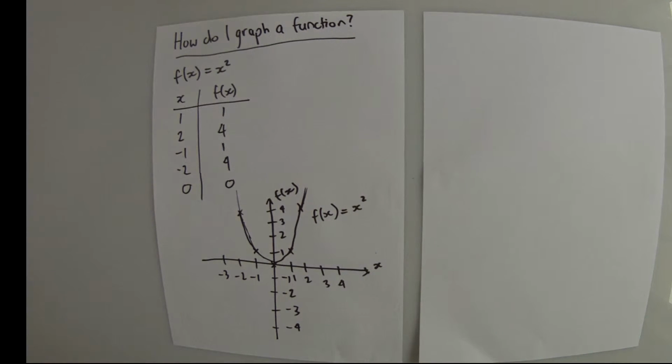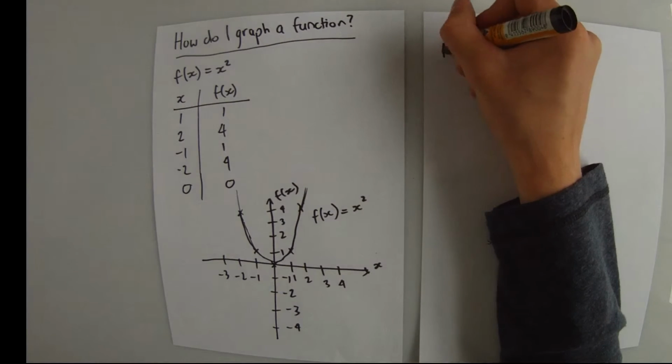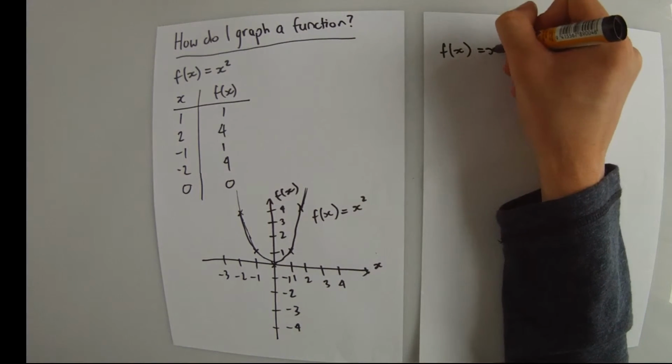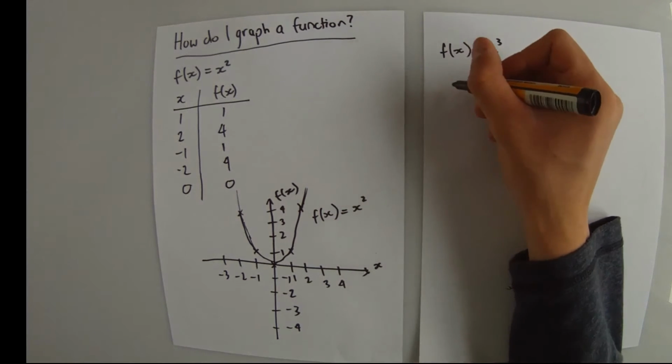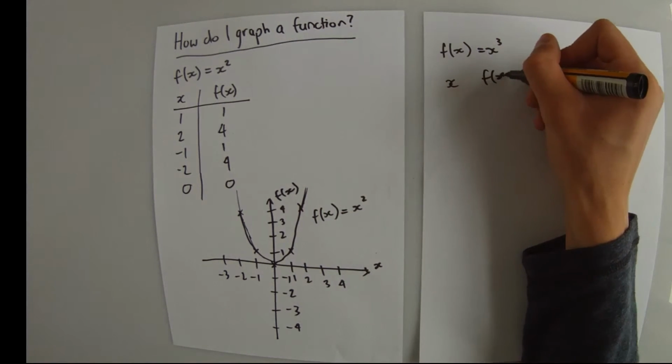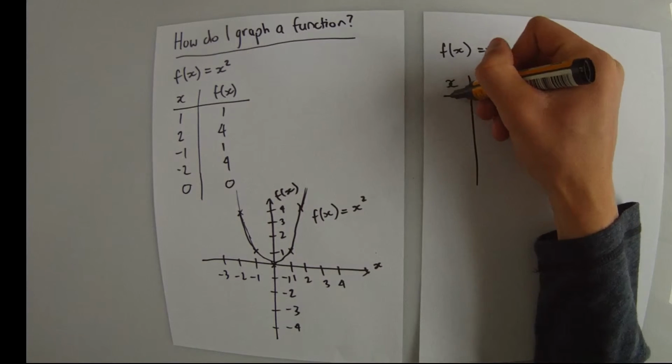So that's how you plot a graph. I'll give you another example now just so you can get the hang of it. So if we use f of x is equal to x cubed, we'll apply our basic table again. I'll go through this fairly quickly because you know how to do that already.